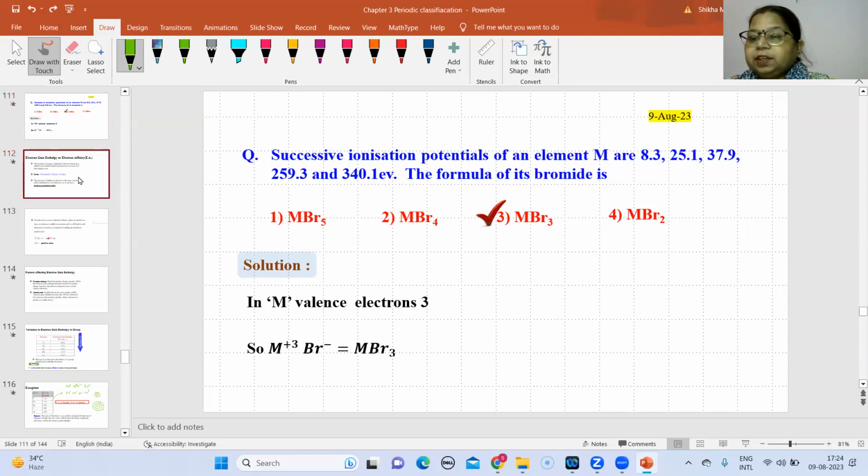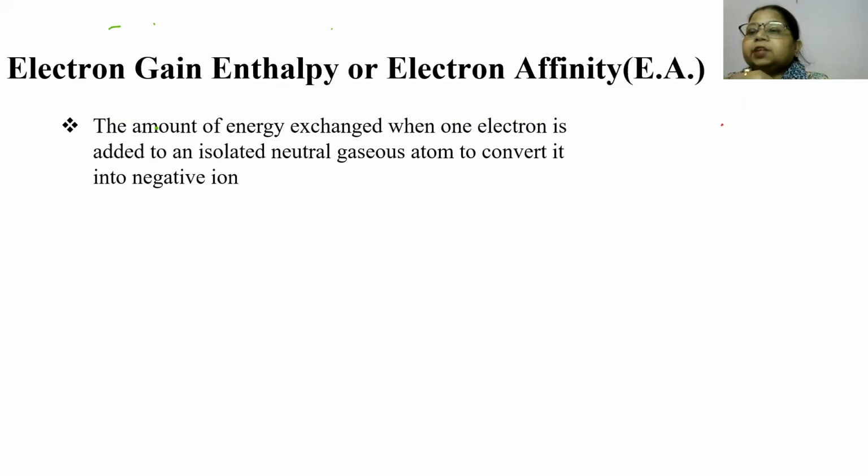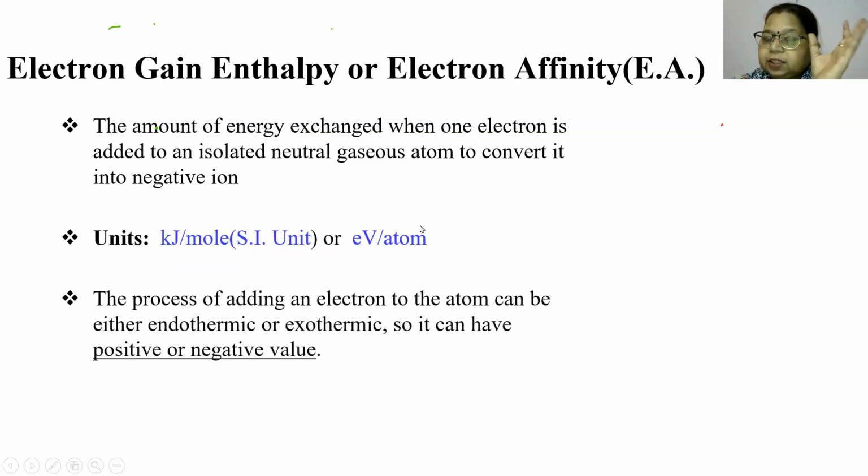So the next property which we will understand is electron affinity. Now, electron affinity or electron gain enthalpy, these are two different names of the same property. By and large, we can say that it refers to the amount of energy exchanged. Look at the word carefully, the amount of energy exchanged. That is, it can either be released or it can be absorbed. We'll explain how and why we are saying so, that it is the amount of energy exchanged when one electron is added. Remember, in ionization enthalpy, we were taking out an electron. In this case, we are adding an electron.